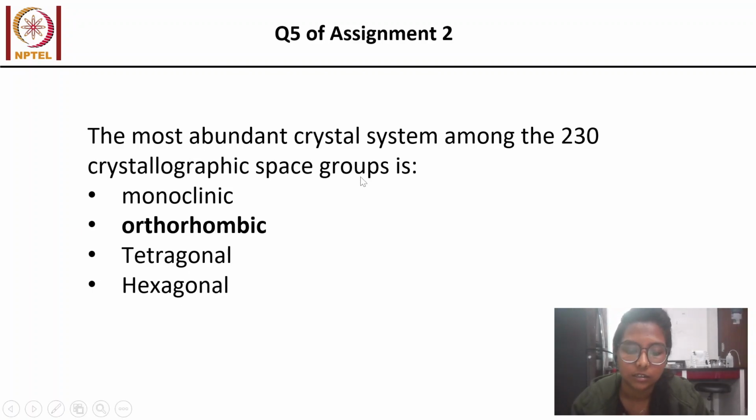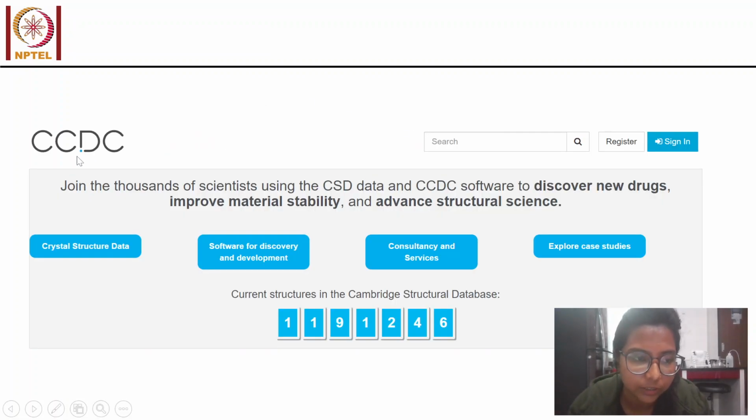See, this is the CCDC. Sir will talk about it later, so I'm not talking about CCDC here. I just want to say this is a database of all crystal structures. Whenever you report a crystal structure, you have to submit it here. This is the Cambridge Crystallographic Data Centre, and you can see the number of structures in the Cambridge database. What a huge number it is, like 11 lakhs plus, close to 12 lakhs.